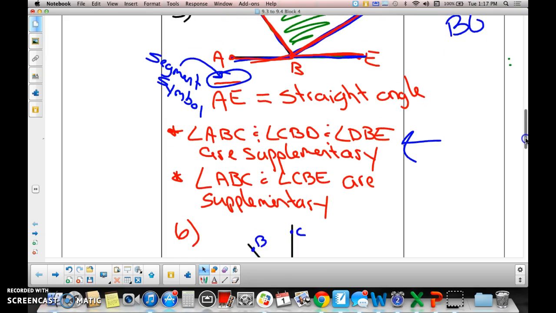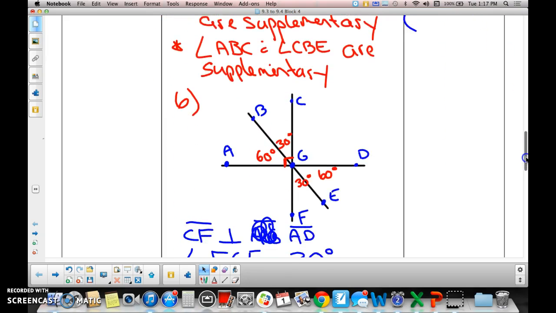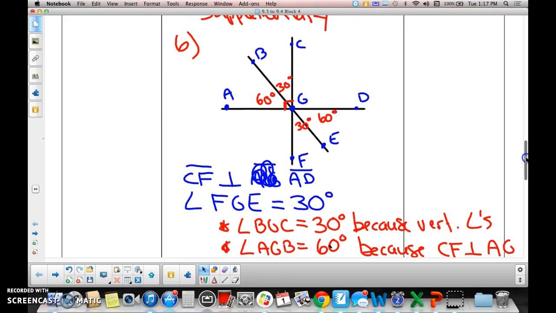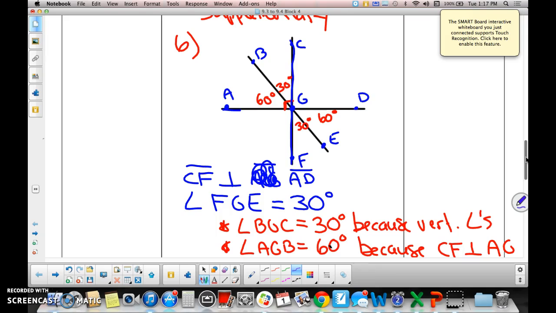You can stop me anytime if you have questions. The big one is this figure and what we did with this figure. We gave you some information, and then you needed to fill out the rest of the information and then provide your rationale or your reasoning. So we told you that CF, I'm lost again. So you just have to watch up here because we just lost the smartboard and I think we just regained it. We told you that CF is perpendicular to AD.